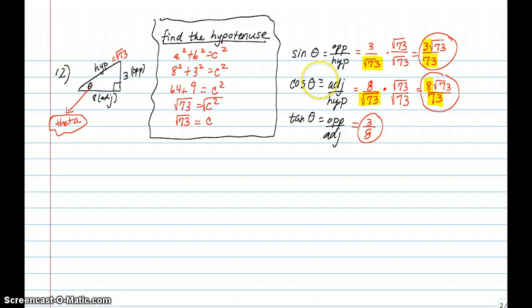So sine is 3 times the square root of 73 over 73. Cosine is 8 times the square root of 73 over 73, and tangent is 3 over 8. Again, you could put them in the calculator and get a decimal, but that's not what we're looking for. So please leave your ratios as ratios. Do not convert them to decimals.